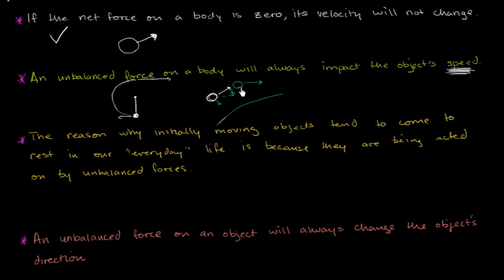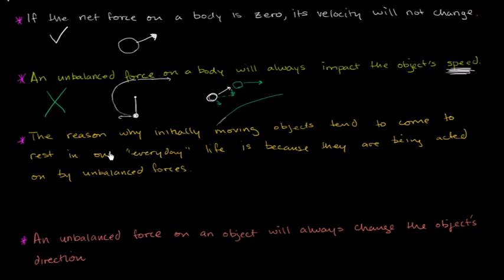But the simple answer is unbalanced force on a body will always impact its velocity. It could be its speed, its direction, or both, but it doesn't have to be both. It could be just the speed or just the direction. So this is an incorrect statement.